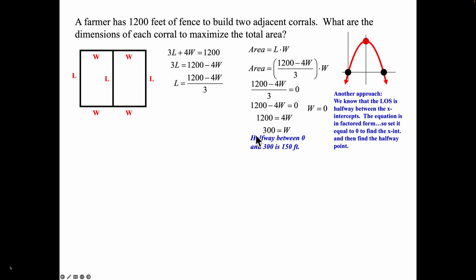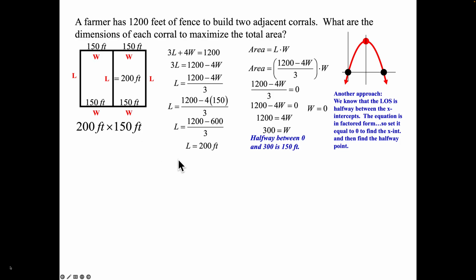So I'll go over to here with 150, plug that in for w, 150, 150, 150, 150 in my diagram, plug it in here, 4 times 150, that's going to give me 600. 1200 minus 600 is 600. Divided by 3 is 200 feet. So all these lengths of my corral are 200. So they wanted to know what are the dimensions of each corral to maximize the total area. 200 feet by 150 feet.